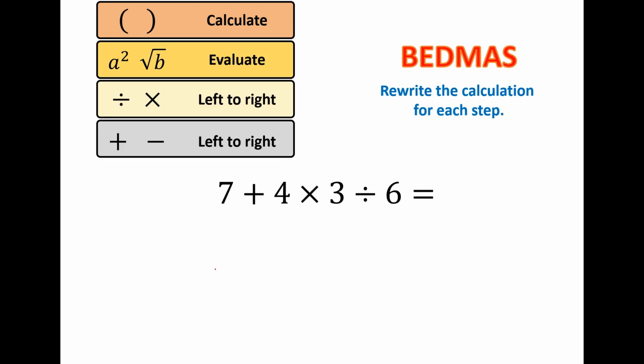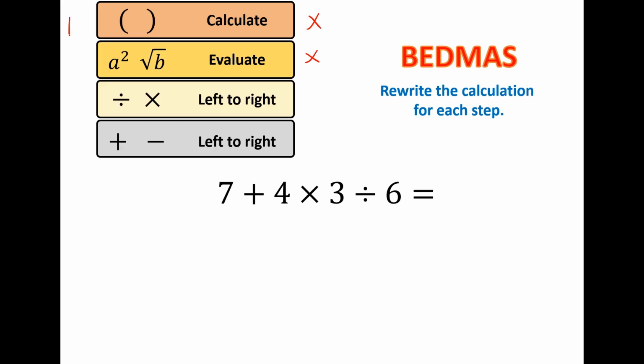So here I have 7 plus 4 times 3 divided by 6. So using the rules of BEDMAS, do we see any brackets? Nope, we don't see any brackets, so I don't have to calculate anything for that. Do we see any exponents? No, I don't see any of that. Do we see division or multiplication? Yes, we do. So I see 4 times 3 and 3 divided by 6.